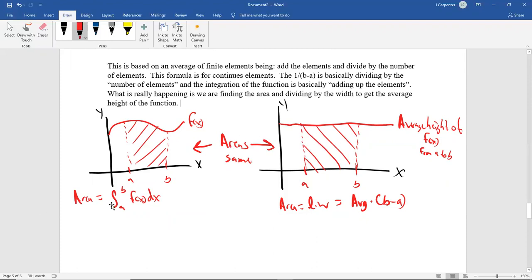So if the areas are the same, that says this integral should be equal to this thing right here. So this thing right here, which is the area of the left thing, should be this right here, which is the area of the right thing. So we're going to set those equal to each other. We get the integral from a to b of f of x dx is equal to whatever the average is from a to b times b minus a.